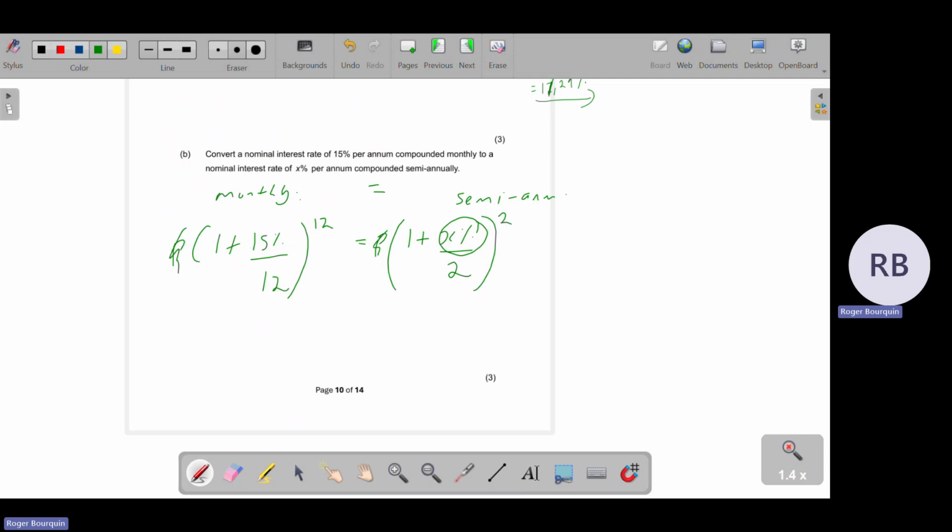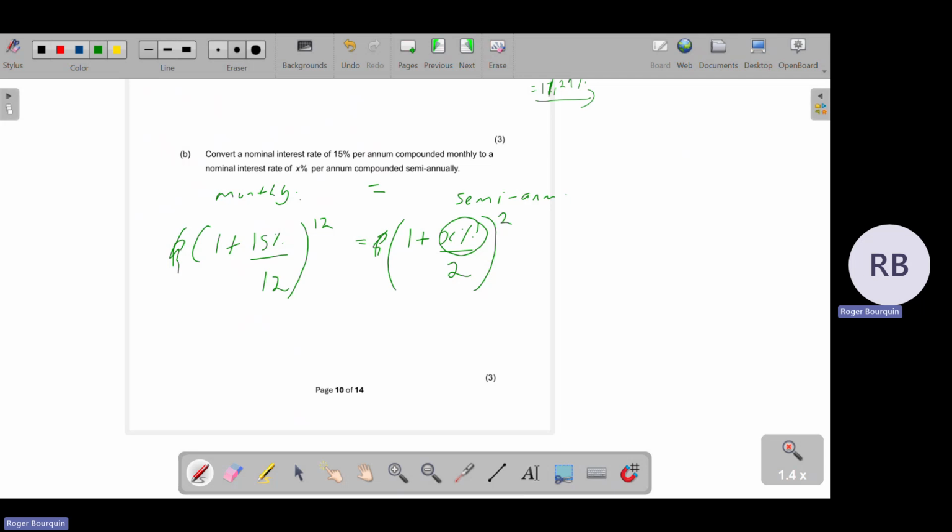On your calculator, it's going to end up being 1 plus 15% over 12, to the 12, equals, and then you're going to find the square root of that answer, right? You get rid of that 2. So you're going to go square root of answer. You must use your answer button, guys.